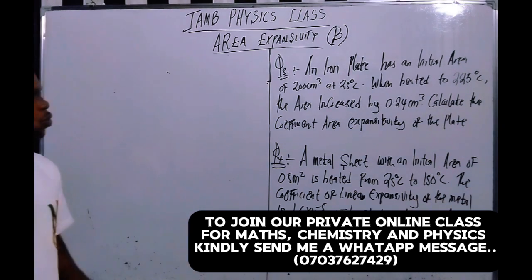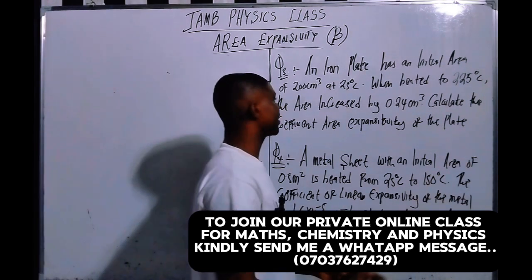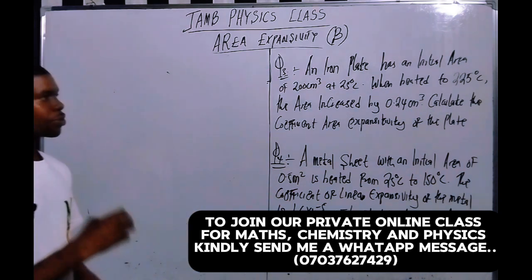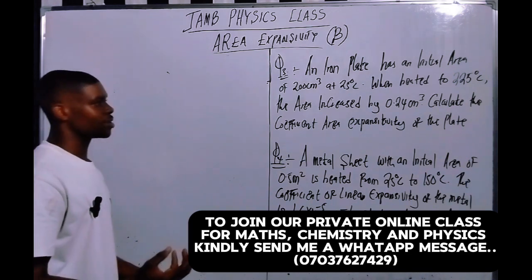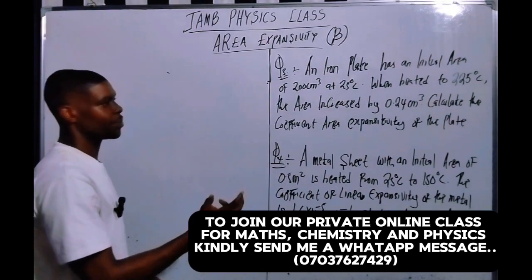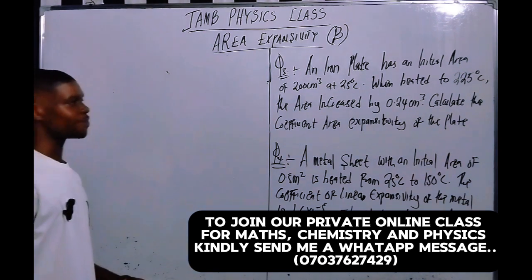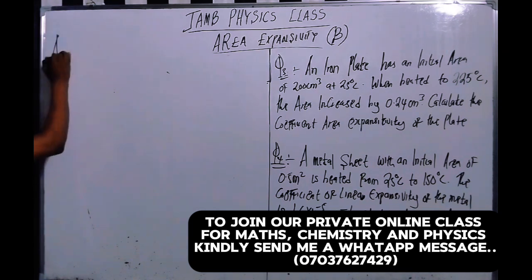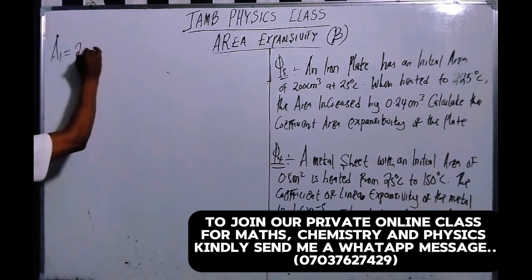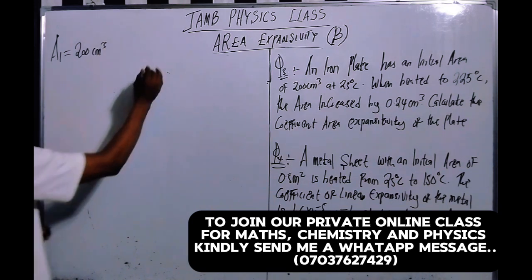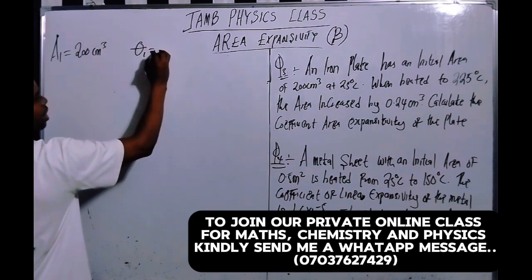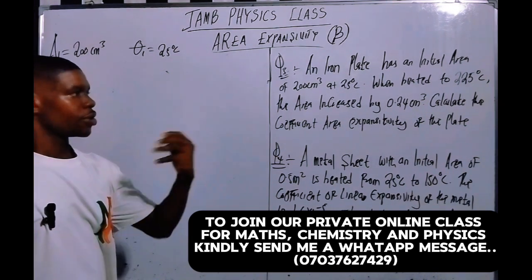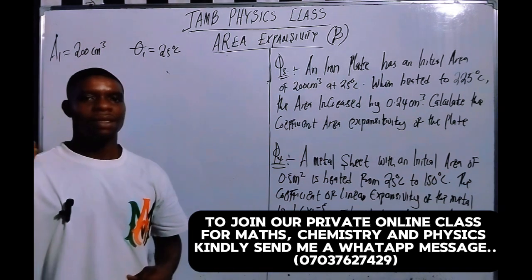Now let's look at what the third question is. An iron plate has an initial area of 200 cm cube at 25 degrees centigrade. When heated to 225 degrees centigrade, the area increased by 0.24 cm cube. Calculate the coefficient of area expansivity of the plate. It's very easy here. My A1 is 200 cm cube, right? My initial temperature, or original temperature, is 25 degrees centigrade. There's no point in converting to Kelvin, because the area expansivity will be in per degree centigrade.